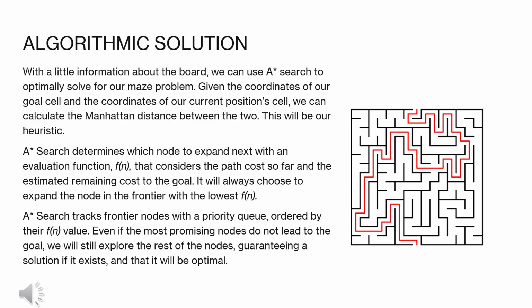A* tracks frontier nodes with a priority queue ordered by their f(n) value, so that even if the most promising nodes don't lead to a goal, we'll still explore the rest of the nodes, and this guarantees that if a solution exists, we'll find it and it will be optimal.